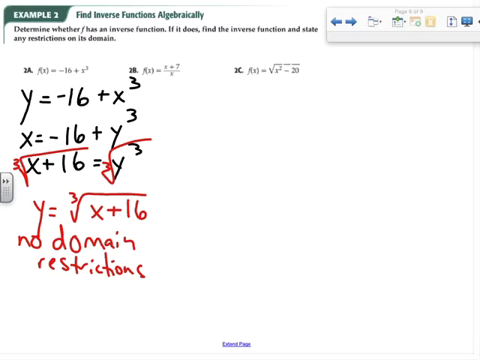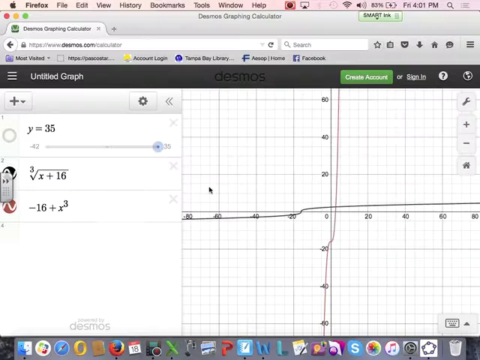And visually, let's take a look at the graphs of the original function and its inverse. So notice I've graphed the original function in red, and its inverse in black, and realize that the domain and range for both of them are all real numbers, negative infinity to positive infinity across the board.